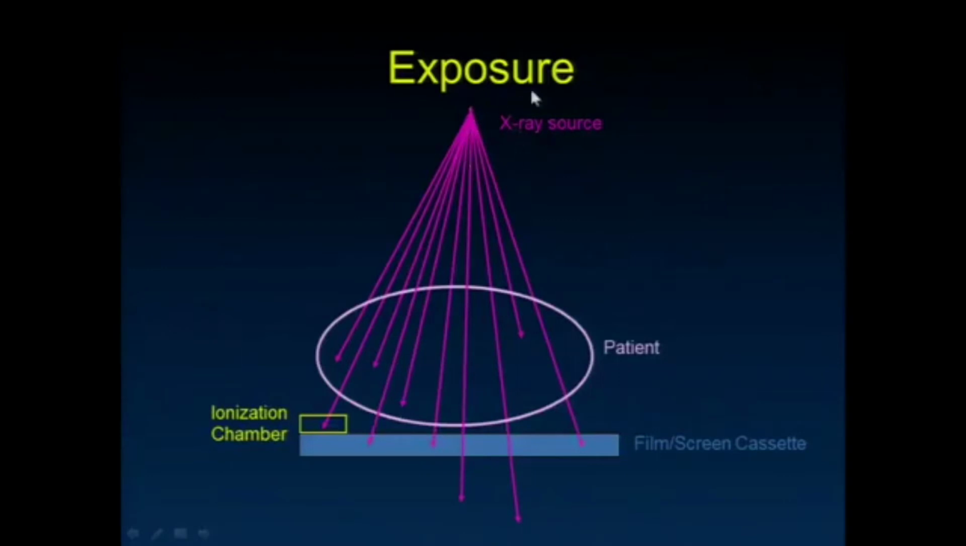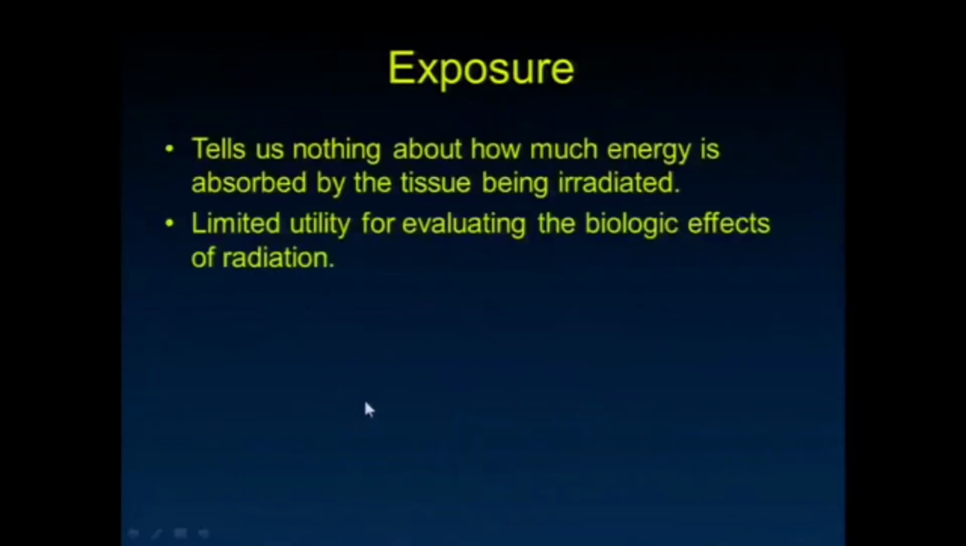Early on, one of the things you did with this was put it between the patient and the film or screen, and when it reached a certain level, you could actually shut off the X-ray equipment. It said that you had an adequate level of exposure to that X-ray plate. And hence the term, that's why we call this the exposure. It tells us nothing about how much energy is being absorbed by the tissues that are being irradiated. That's a much more challenging thing to measure. What do you do? You try and stick sensors in the patient and try to measure that.